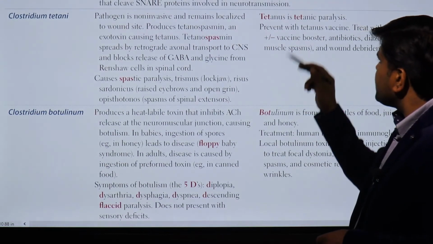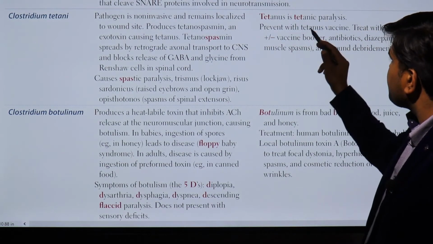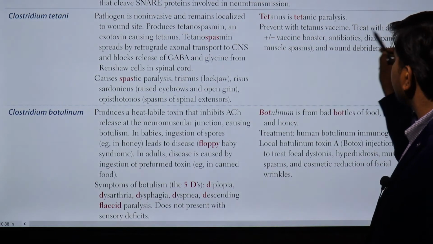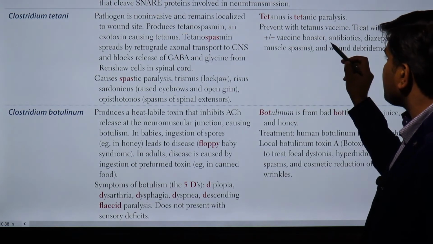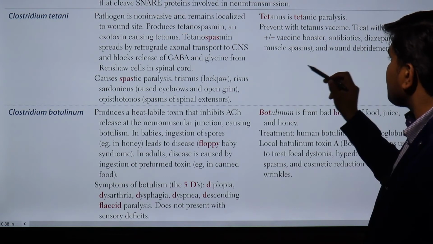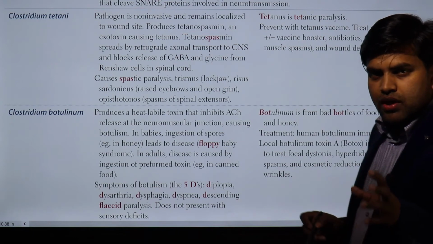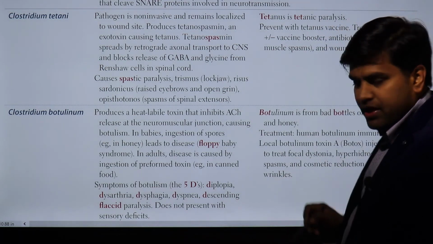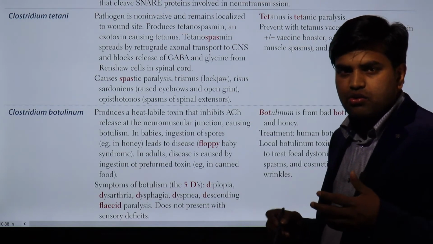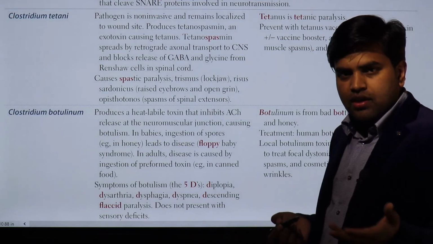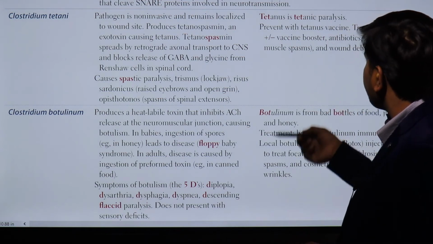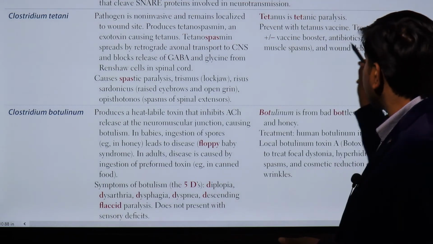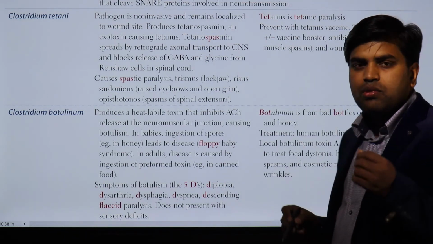Now, talking about tetanus, a tetanic paralysis, how can we prevent this tetanus? Prevent with the tetanus vaccine, treat with antitoxin plus or minus vaccine booster, antibiotics, diazepam for muscle spasm and wound debridement. So, for a patient who develops tetanus, you need to treat them. Prevention is with the tetanus vaccine, so you boost the antibodies so that you do not develop this disease. If the patient has already developed it, then you have to treat with the antitoxin plus or minus vaccine booster, as well as antibiotics and diazepam for muscle relaxation.